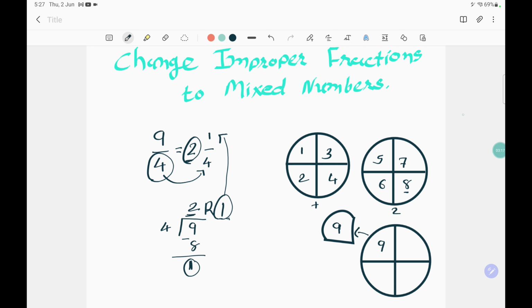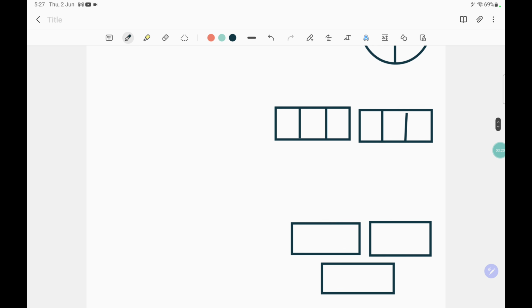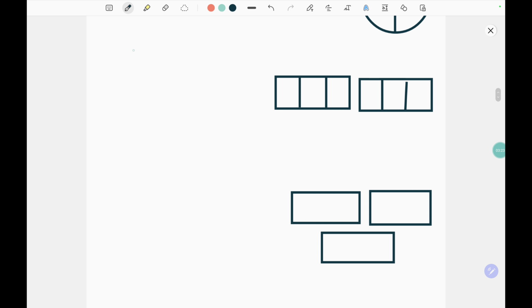We take another example. Let's take 5 over 3. Whatever things we take, we have to divide into 3 parts. Here I draw 2 rectangles, and each rectangle I divided into 3 parts. How many parts do we need out of each 3? We need 5 parts. So let's shade the 5 parts. 1 part, 2 parts, 3 parts, 4 parts and 5 parts.